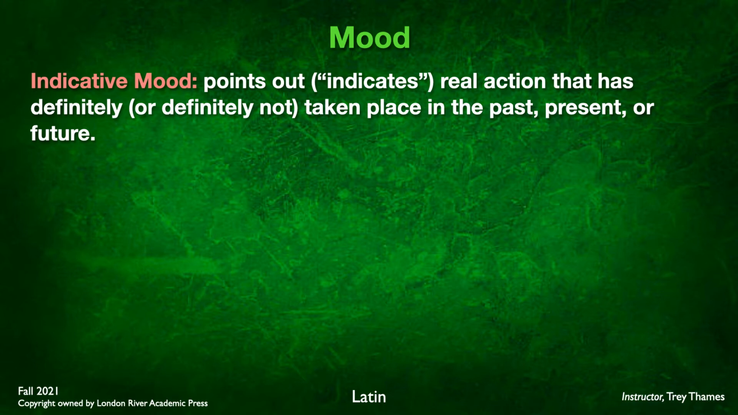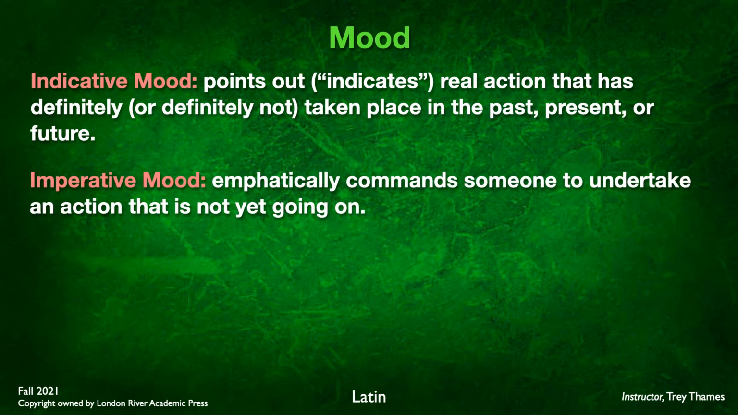The word indicative comes from the Latin word dico, which means to point out or to tell. The second type of mood we have in Latin is the imperative mood. The word imperative comes from the Latin word impero, imperare, which we get the word emperor from. It's a command. It emphatically commands someone to undertake an action that is not yet going on. And so an emperor is someone who gives a command.